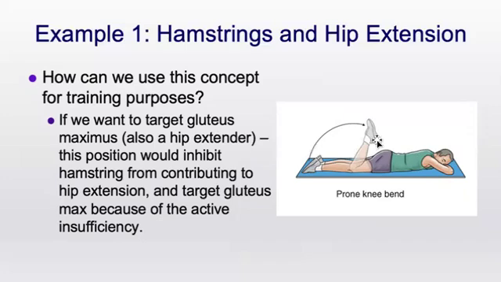Okay. But essentially, you can utilize that to target certain muscles. So if we want to target the gluteus maximus, which is also a hip extensor, if we can get the hamstring into an active insufficiency position, then we effectively eliminate it as a hip extensor and we can just target the gluteus maximus. So if you've ever seen any exercises for the glutes where somebody has their knee flexed in this position and maybe they're kicking back, that is so that they can target the gluteus maximus while limiting the contributions of the hamstring.